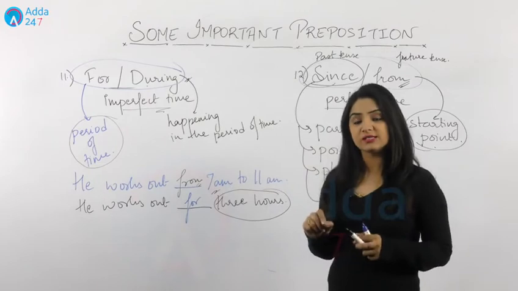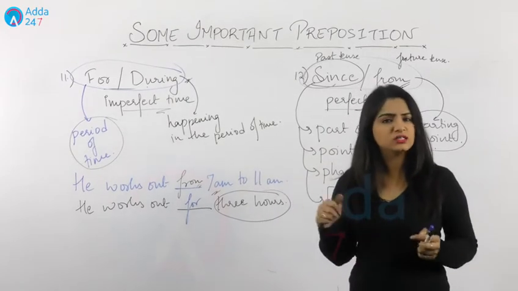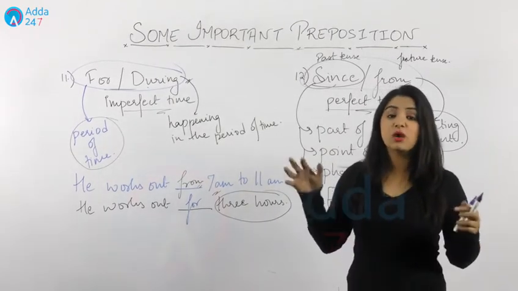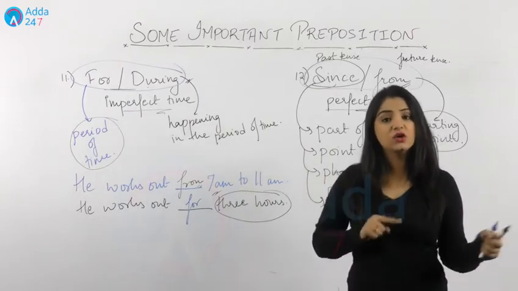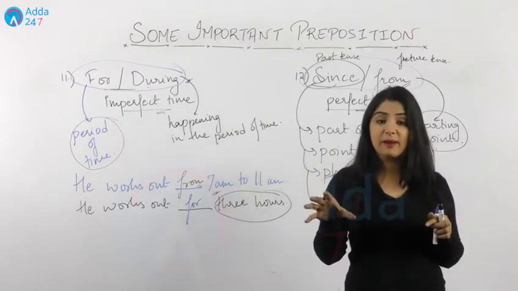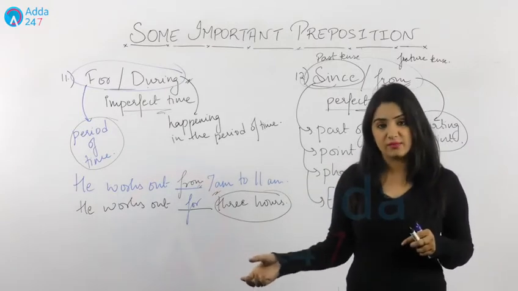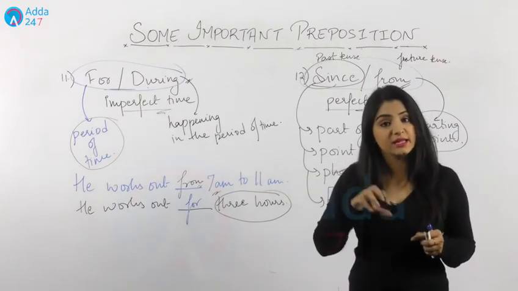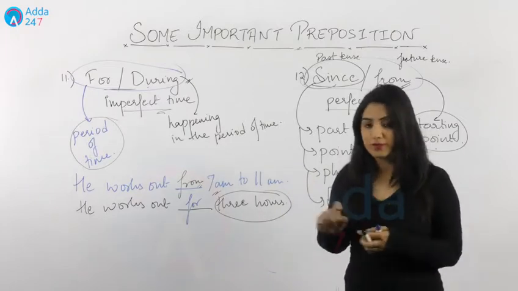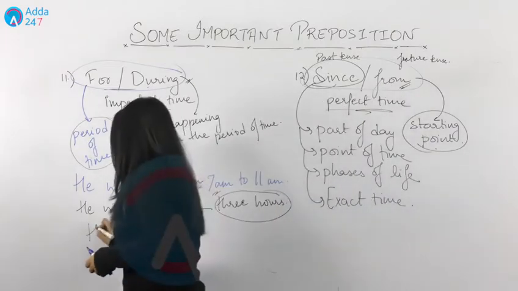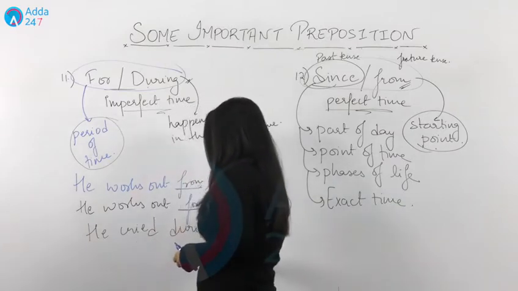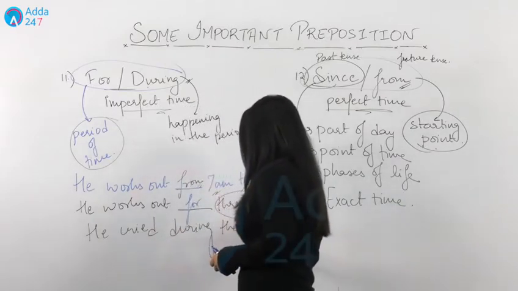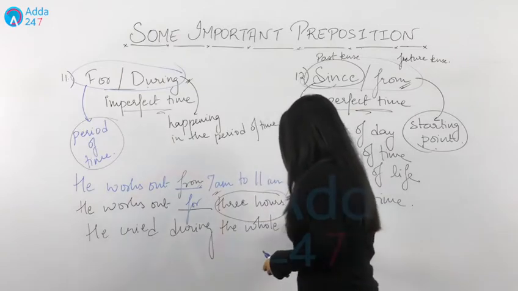Apart from this, if I say the whole night, what does the whole night mean? It means you have a period of time. And if I say he cried dash the whole night, something happened in that period of time. What happened? He cried in that period of time. So what we write is he cried during the whole night.